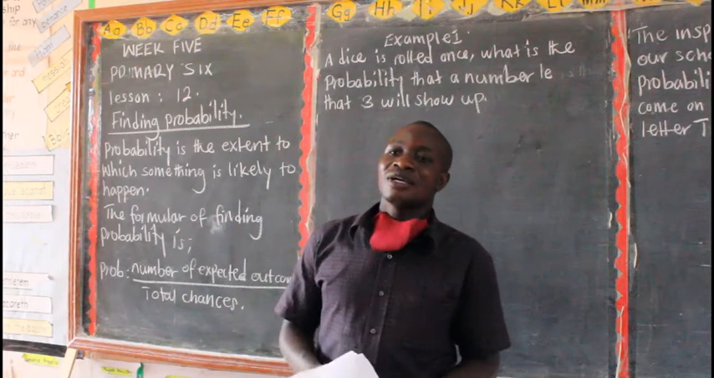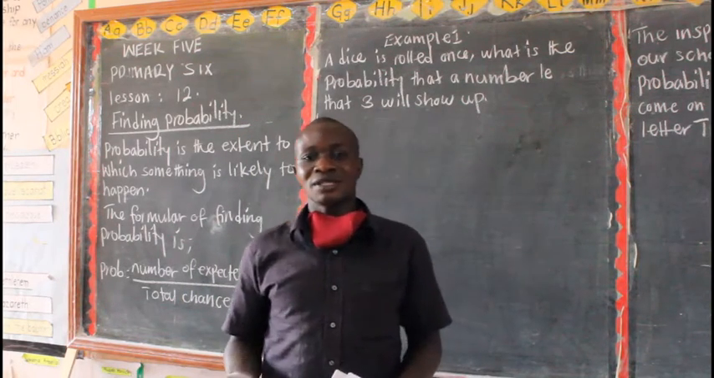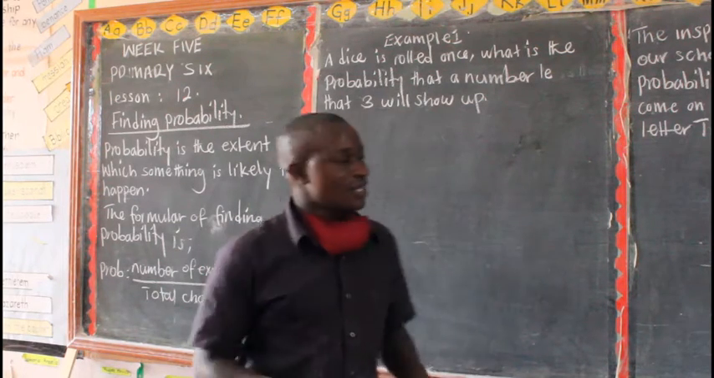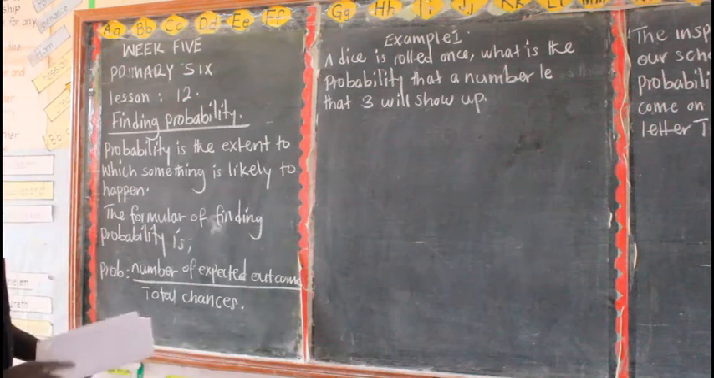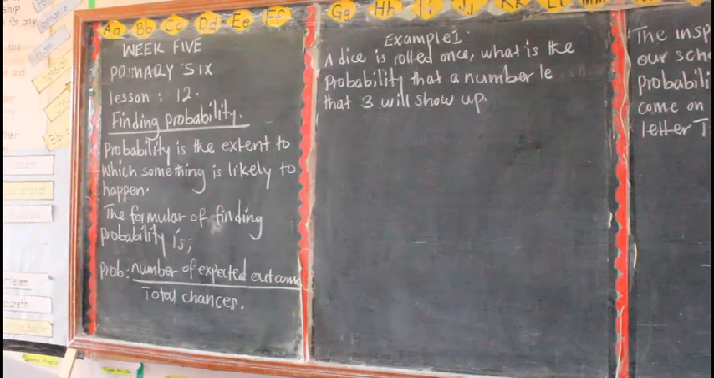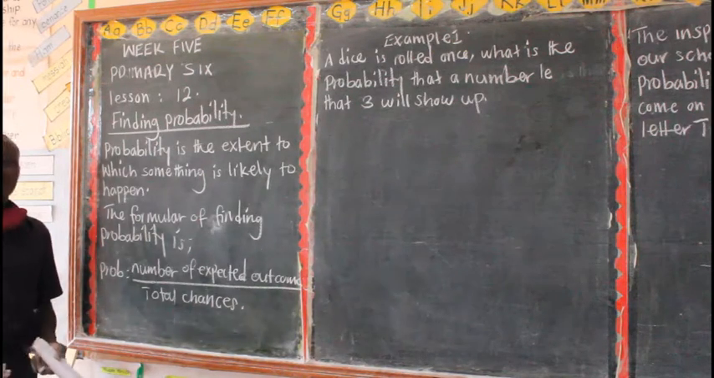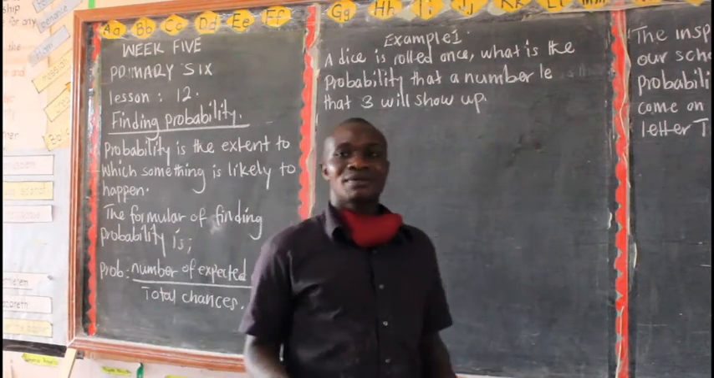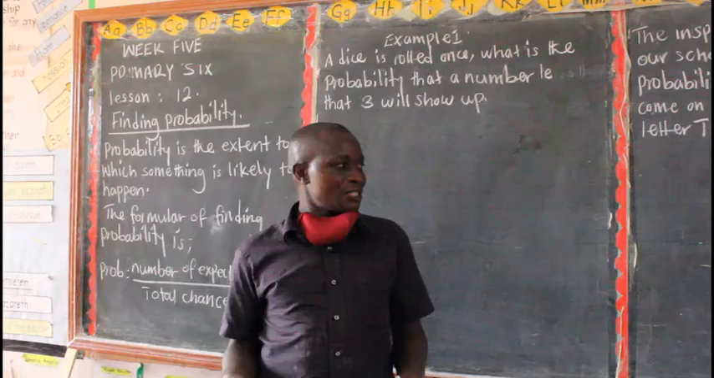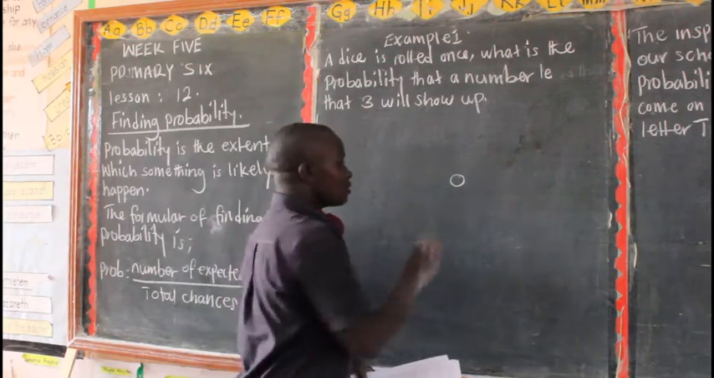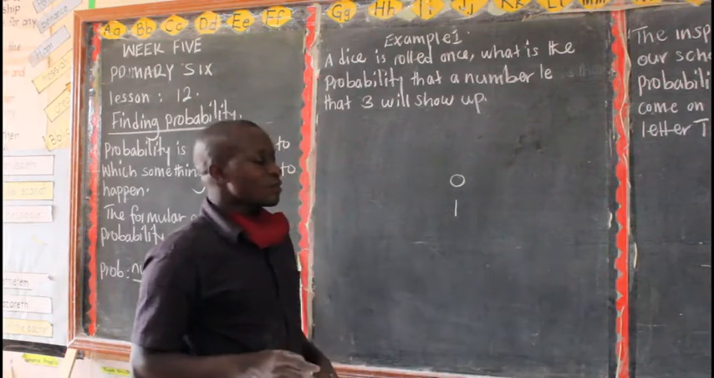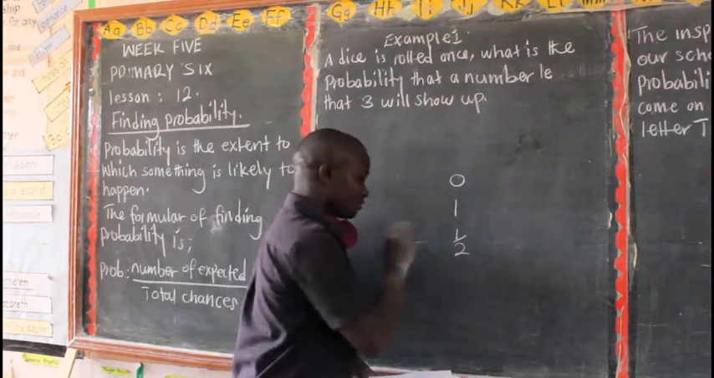I remember in term 1 we looked at probability when we were dealing with sets. So now we are just reminding ourselves, what is probability? We said that probability is the extent to which something is likely to happen. We looked at probability whose answer is 0, probability whose answer is 1, and probability whose answer is a half.